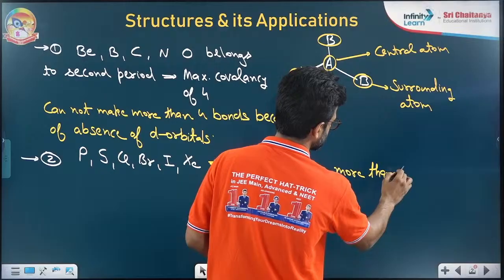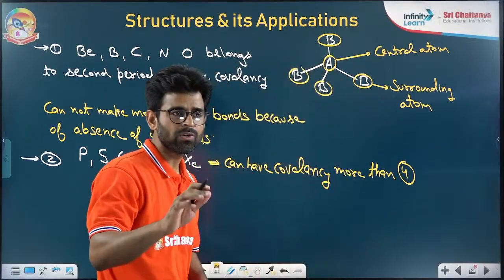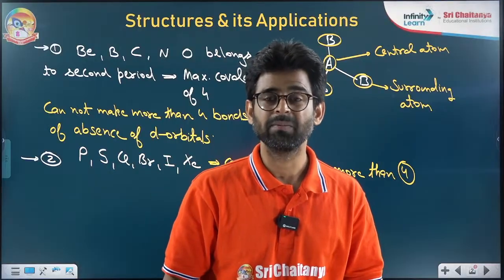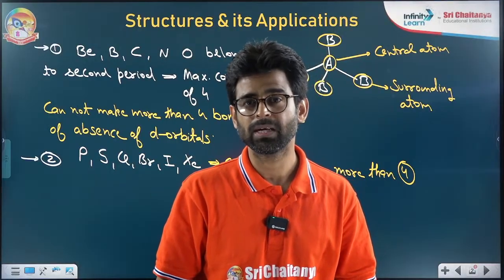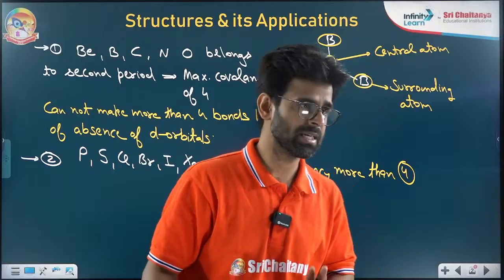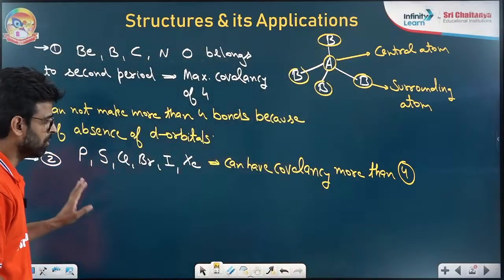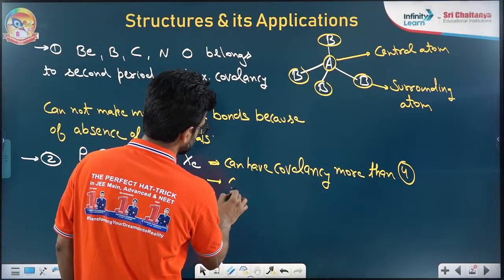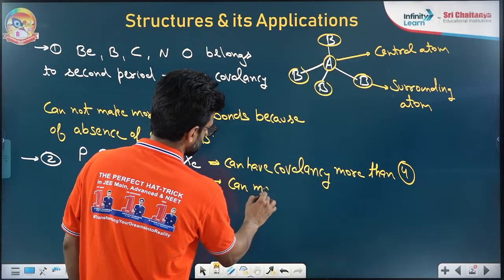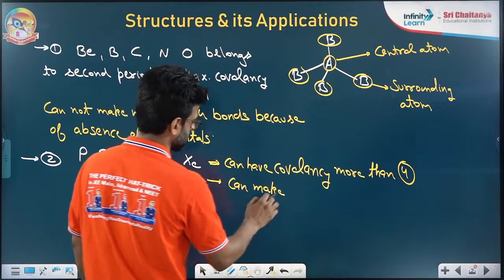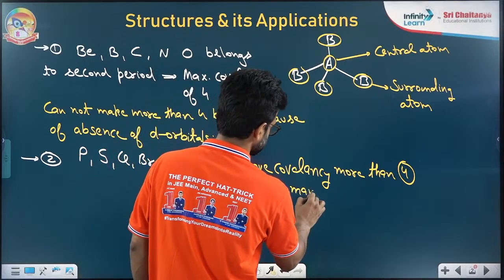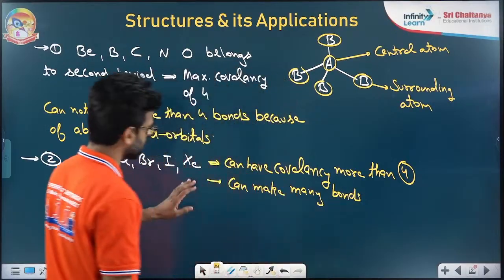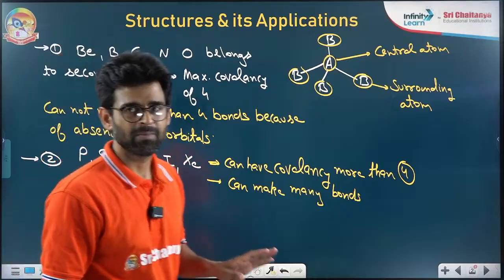You need not worry about their bonds. These can make many bonds, maybe 7 bonds also sometimes. Like in IF7, iodine making 7 bonds. So you don't need to worry about the bonds. I'm saying simply they can make many bonds. You should not worry about the number of bonds here. So this you have to take care about the center element, 2 points.